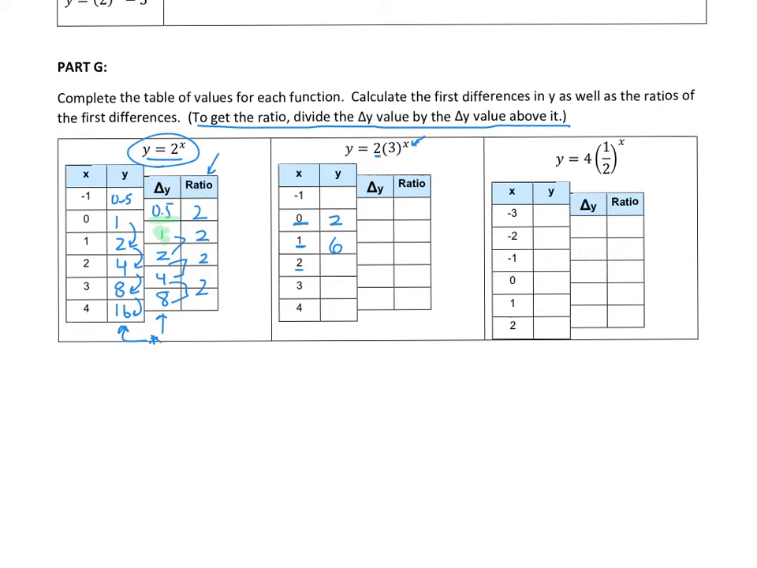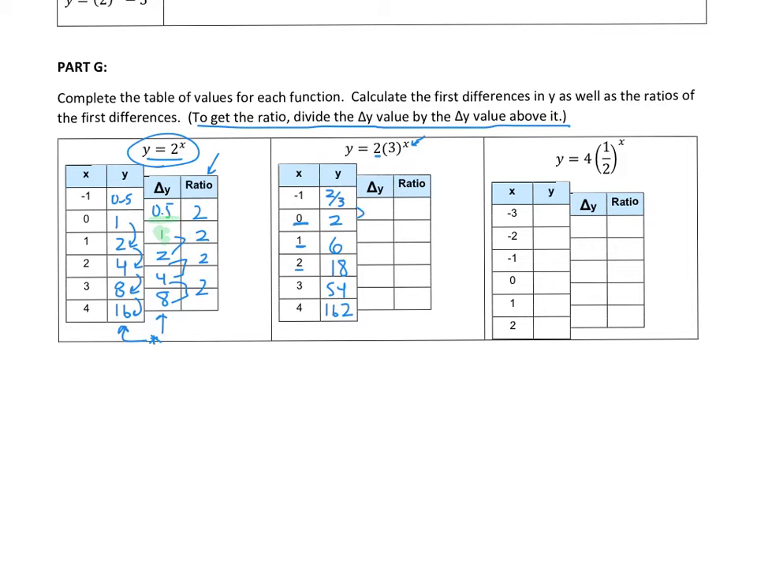3 to the 2 would be 9. 9 times 2 is 18. 3 to the 3 is 27. 27 times 2 is 54. And then 3 to the 4 is 81. 81 times 2 would be 162. All right, 3 to the negative 1 would be a third, times 2 would be 2/3, or 0.6 repeating.